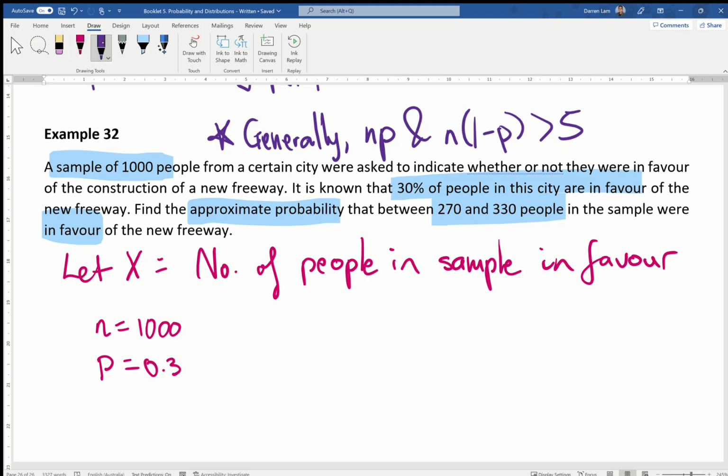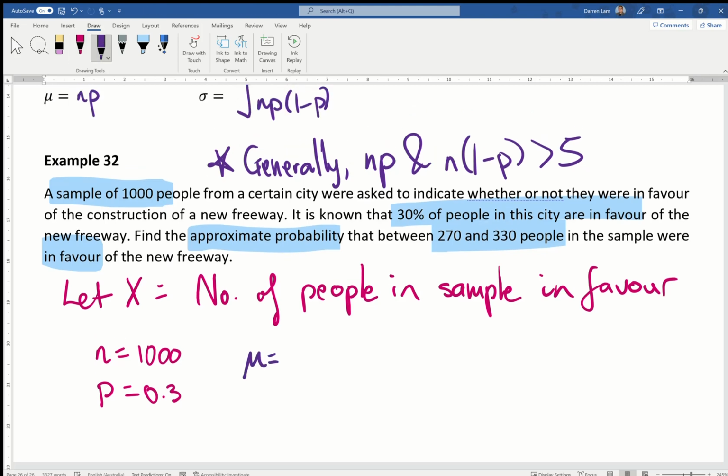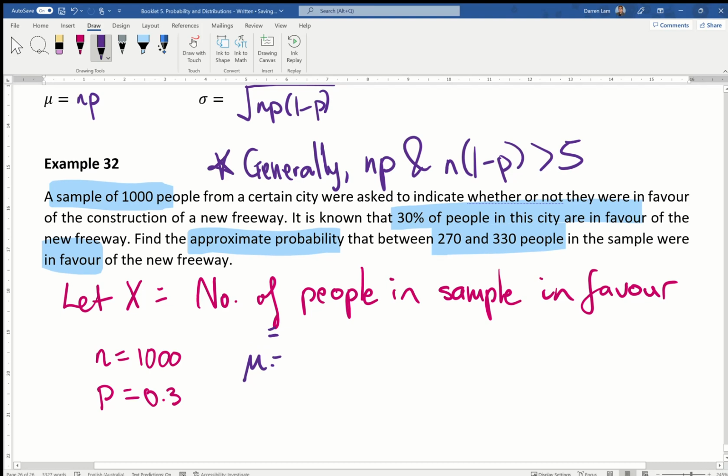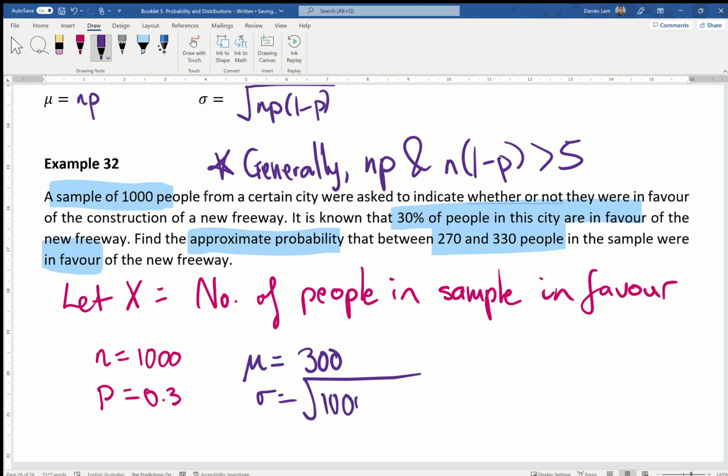Let's find the value of mu. Mu, referring to my formulas above, is n times p. We already know that from a previous exercise. There we go, n times p gives us 300. And our standard deviation equals the square root of n times p times (1 minus p). Let's try that again: 1000 multiplied by 0.3, multiplied again by 1 minus the probability, which is 0.7. That gives me, keeping it in exact values, the square root of 210.